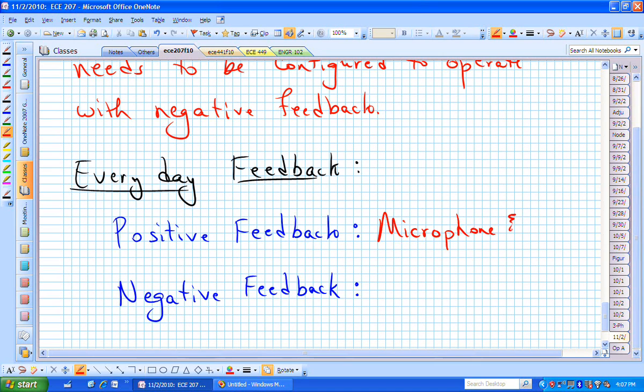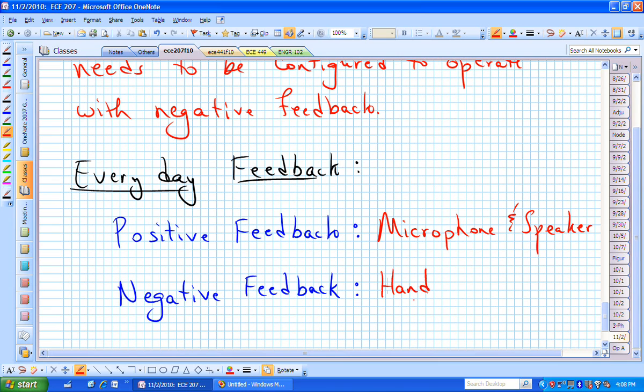in terms of personal interaction, have you ever had somebody get up to talk and the microphone just starts, or something starts ringing, making all sorts of awful noise? That's positive feedback. You now have a microphone that's feeding back through the speaker and it's just reinforcing itself and making noise now, essentially. That's positive feedback. Negative feedback. What is negative feedback?